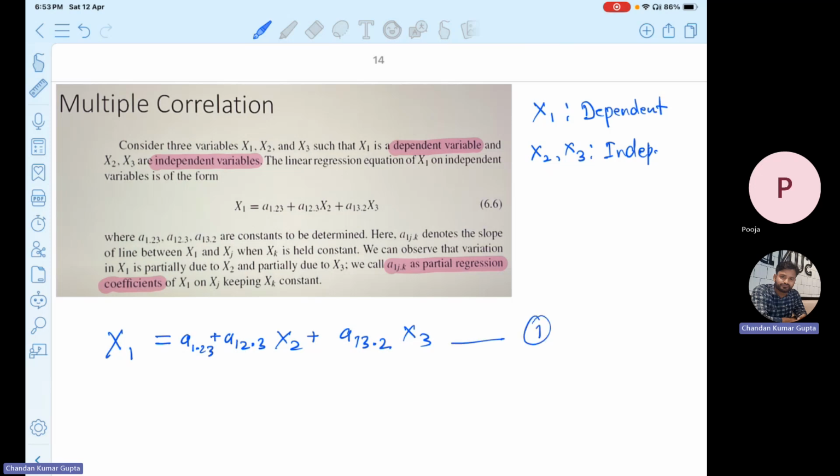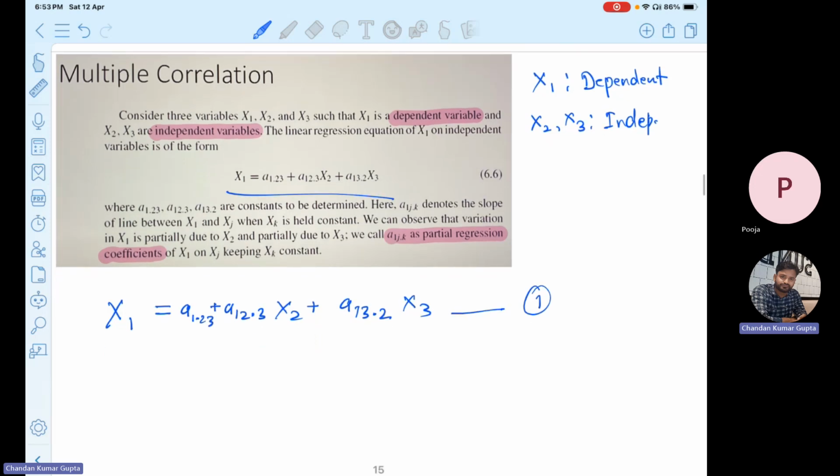It is already here, equation 6.6. Here A is the correlation coefficient, or rather the regression coefficient, or the correlation coefficient, whatever you say. It is actually a partial regression coefficient because here A 1.23 is there. So that means the correlation.